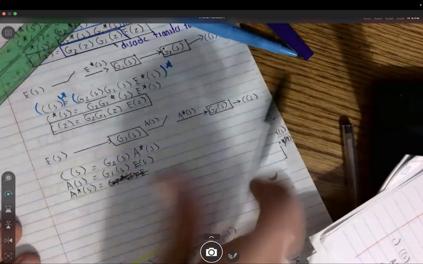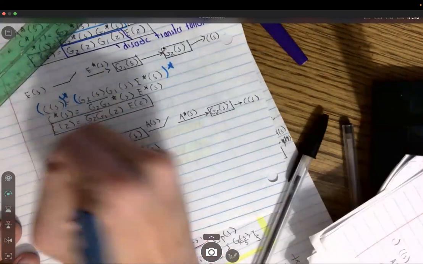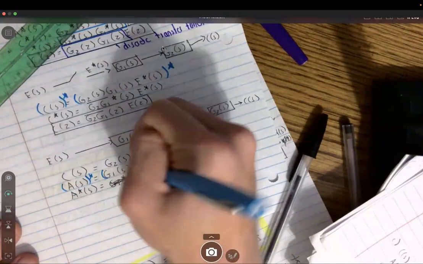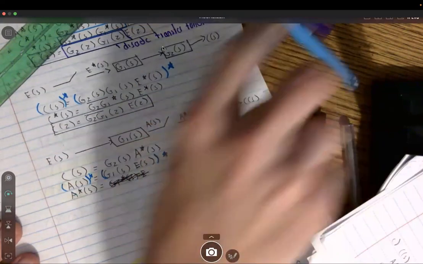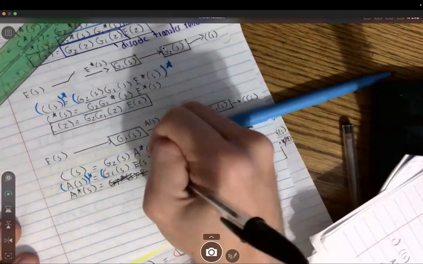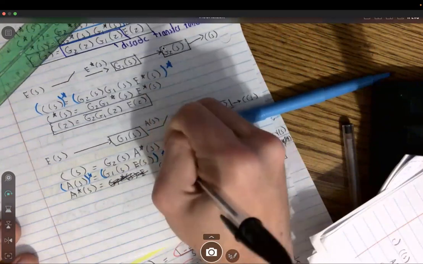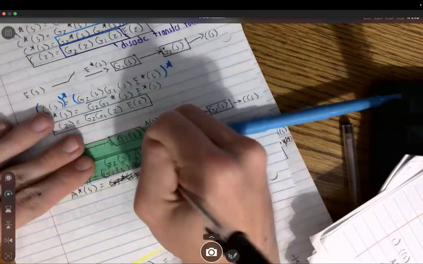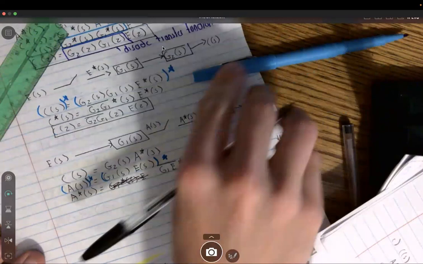Because remember, if we take the star transform of both sides, it's going to apply to both terms. So we're going to have G1 times E star of S. And remember, it applies to both, so you have to put that bar right above it.